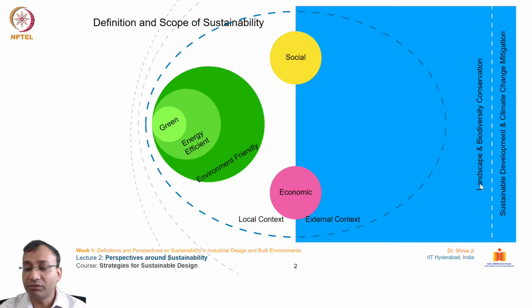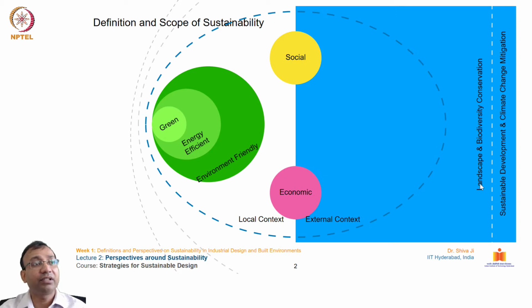We generally use these terms, but sometimes we end up using them in the wrong place because they actually mean something very specific. In this illustration you can see it very clearly. Green is the smallest unit of sustainable design, and then comes energy efficient, then comes environment friendly, and then comes the sphere of sustainability.